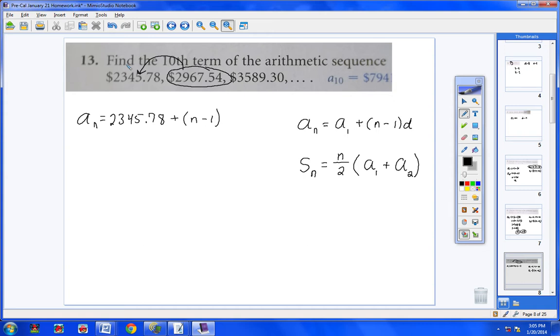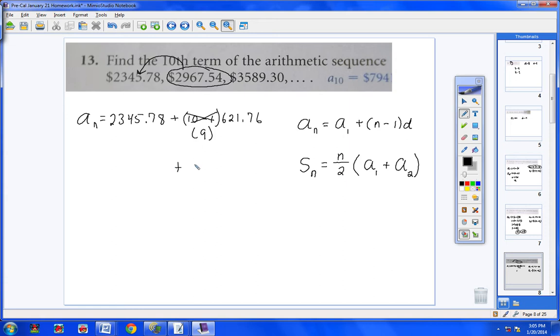2967.54 minus 2345.78, and the common difference is this right here. The common difference is 621.76. Now we're going to find the 10th term, so I'm going to save a little bit of time because these numbers are big. I'm going to get this n out of here, and where that n is, I'm going to put a 10. All right, so 10 minus 1 would obviously be 9, and then if you take 9 times 621.76, you're going to get this right here.